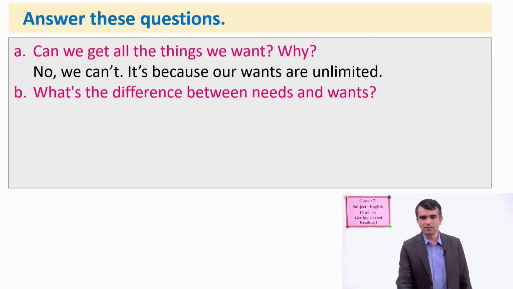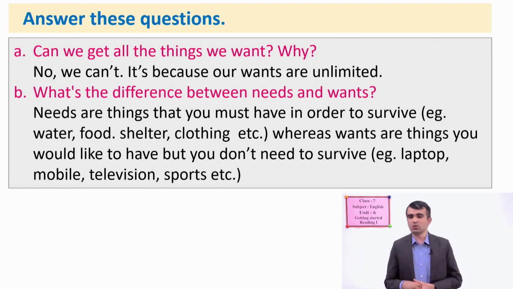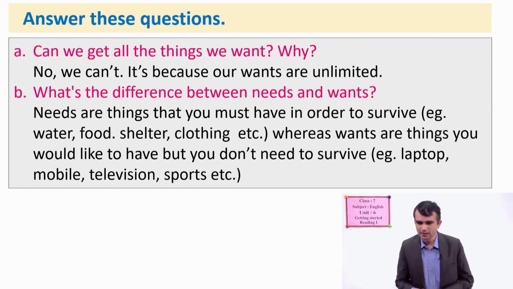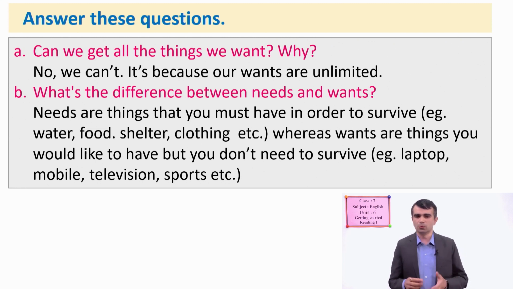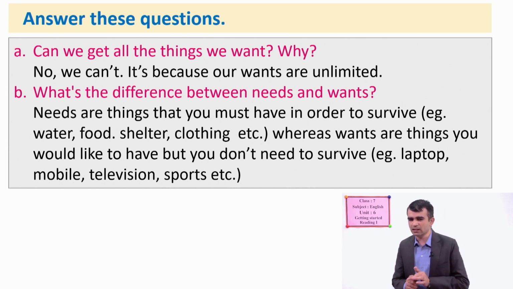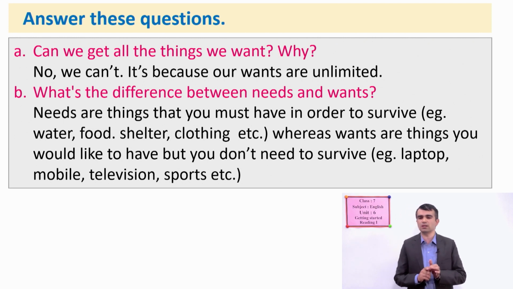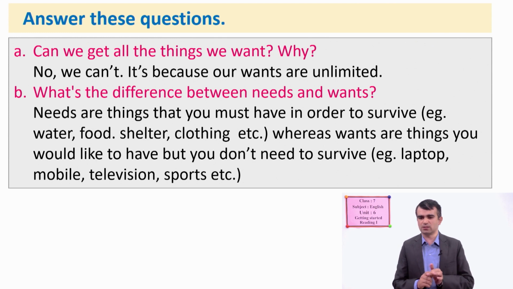Now see here, needs are things that you must have in order to survive. In life, needs are the things you must have in order to survive. For example, water, food, shelter, clothing, etc. They are the things you need to survive. Whereas wants are things you would like to have but you don't need to survive. You don't need these things. You don't need wants to survive.